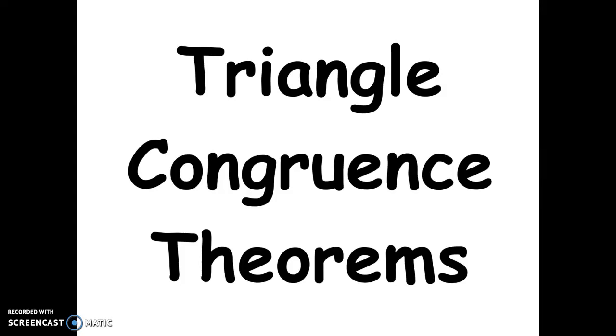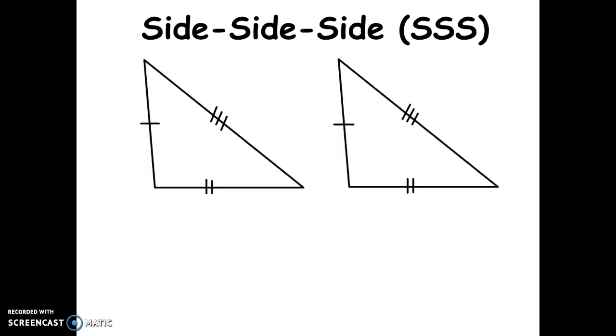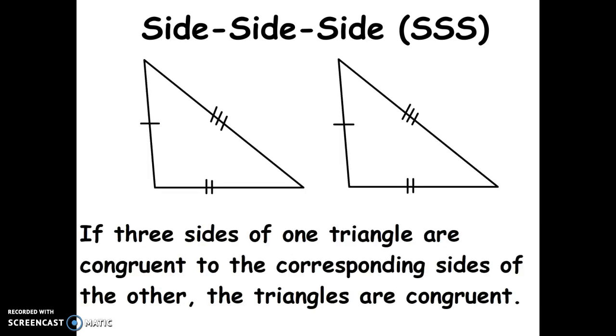Triangle congruence theorems. The first theorem is side, side, side congruency. If three sides of one triangle are congruent to the corresponding sides of the other, then the triangles are congruent.